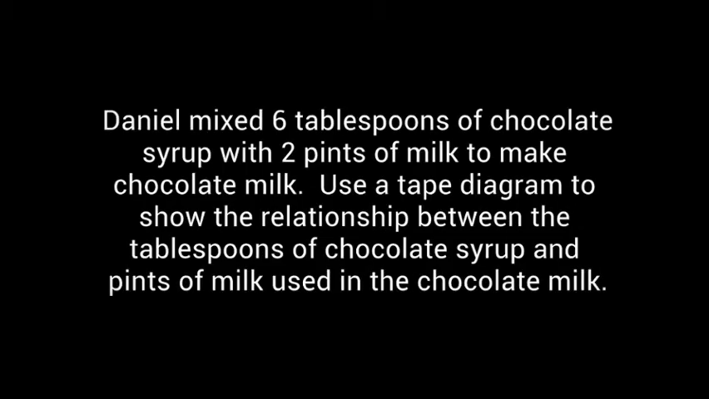Let's practice using ratios. Daniel mixed 6 tablespoons of chocolate syrup with 2 pints of milk to make chocolate milk. Use a tape diagram to show the relationship between the tablespoons of chocolate syrup and pints of milk used in the chocolate milk.